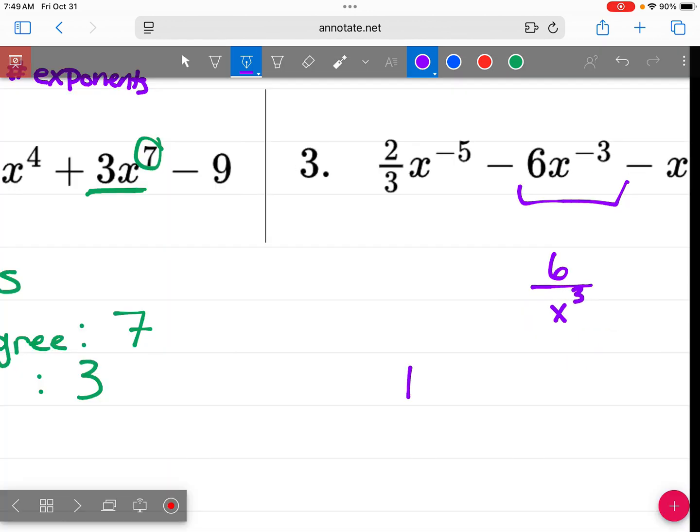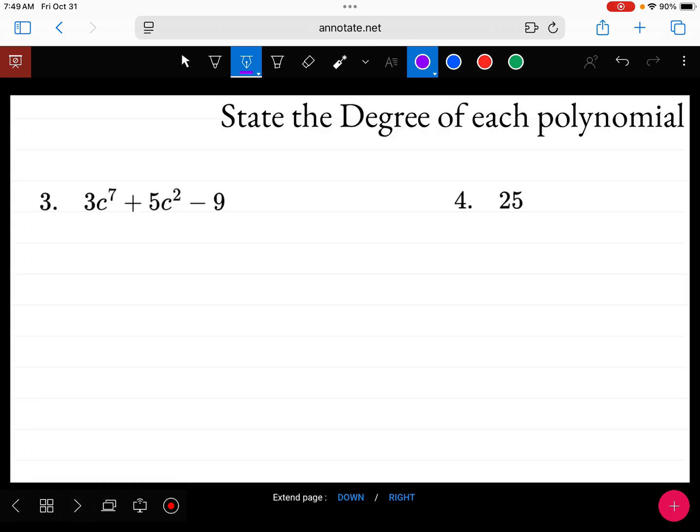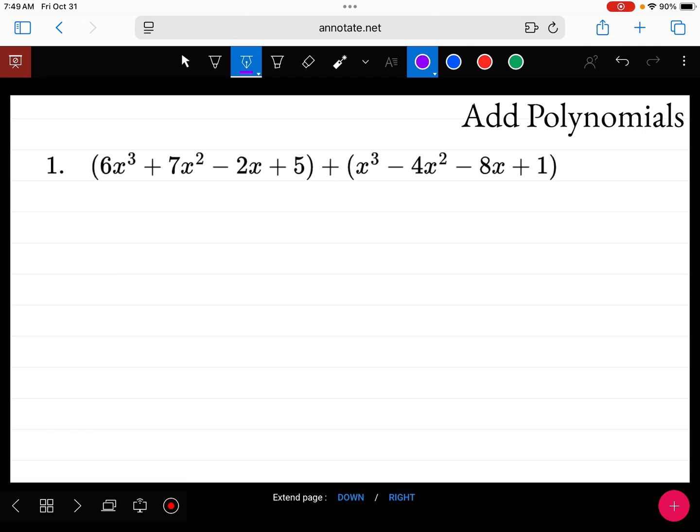So this is not a polynomial. So I'm going to skip over the next ones real quick. I want us to go down to the adding polynomials, mostly because we've practiced finding our degree several times before.